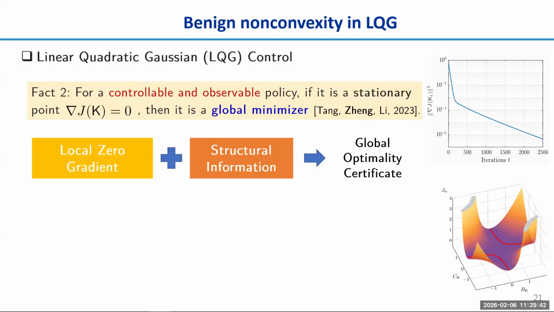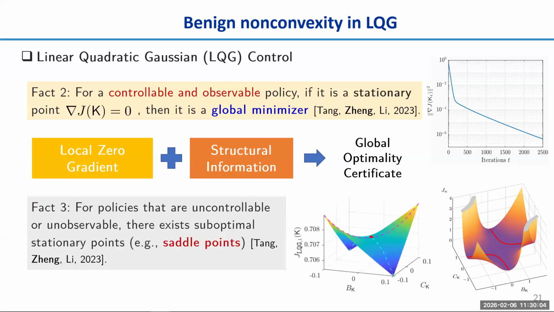So in this example, we can certify all the points on the right curve to be globally optimal using this statement. And you can also run gradient descent, and in some cases, you will find this point. So even though the problem is non-convex and has a path disconnected feasible region, we still have this useful statement. And this qualification is not redundant, because if the policy is not controllable or not observable, we can find a suboptimal stationary point, for example, a saddle point. So we have an example to show you that a saddle point can really appear in this LQG policy optimization.